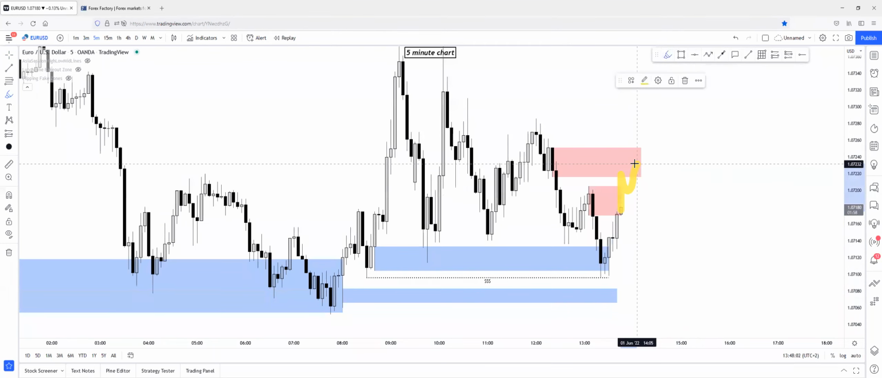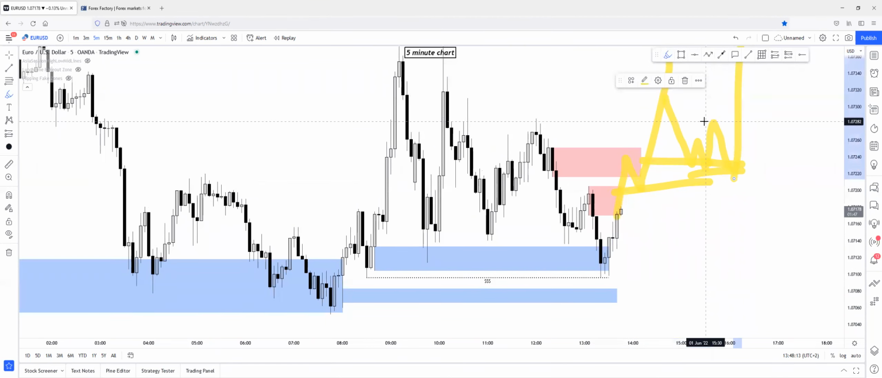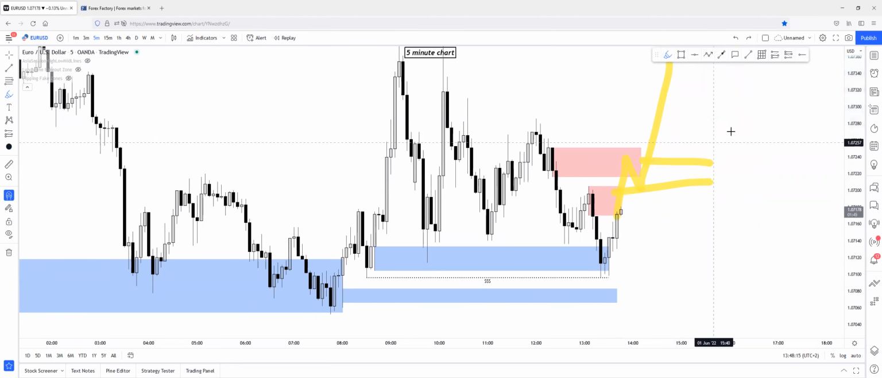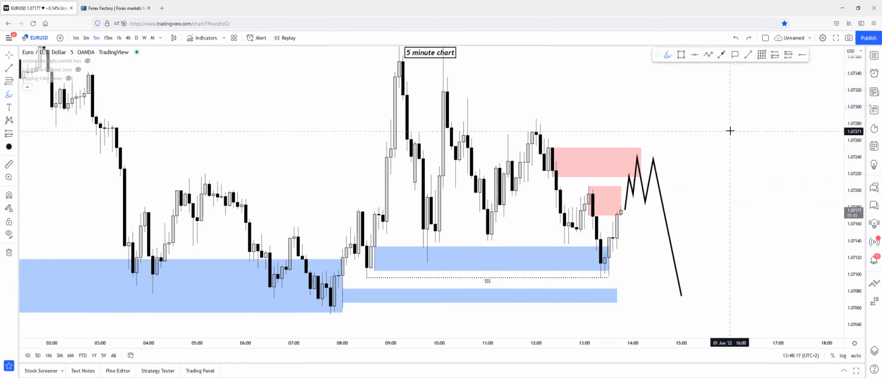If the confirmation can't happen on this zone, we will wait for a break of this zone, and we will take confirmation to the upside based on this 5-minute zone that has caused the break. We will wait for confirmation on this 5-minute zone too. With the confirmation, we will go along. It's all about confirmation. It's all about reaction. It's all about how you mark your zones and how you react on those zones.